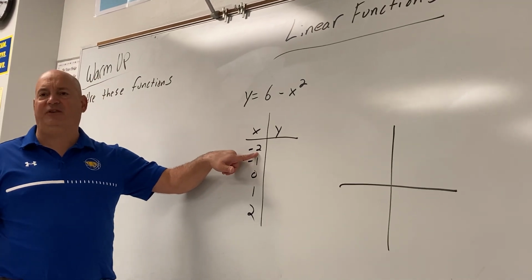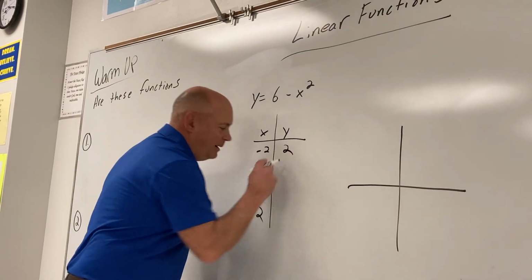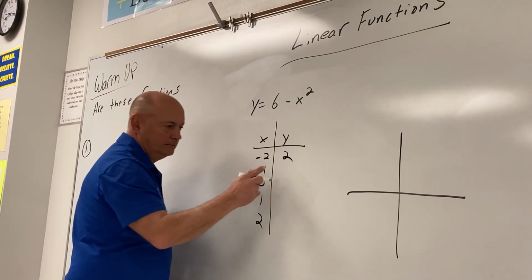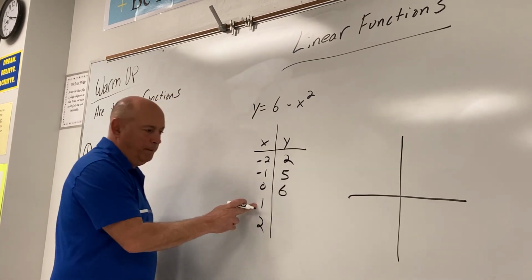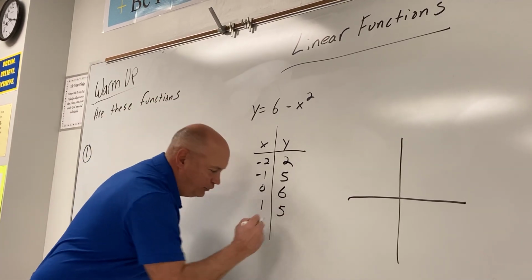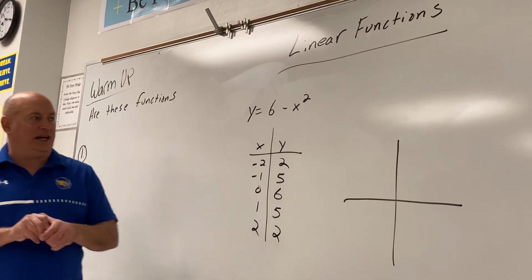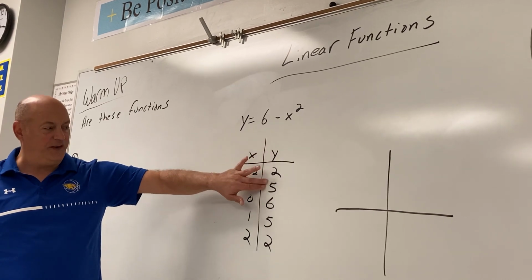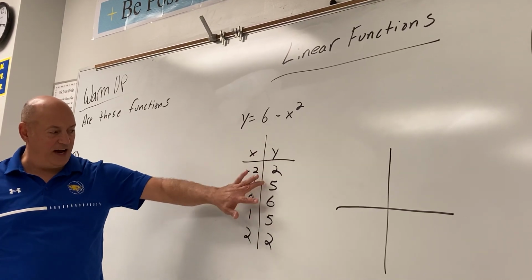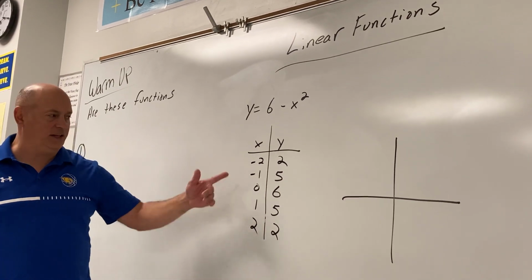So look at the table. What number do you have for negative 2? 2. How about negative 1? 5. How about 0? 6. How about 1? 5. How about 2? 2. Okay, you will notice that when you do the x squared ones, some of the numbers will repeat. 2, 5, 6, and then the 5 repeats again. The 2 also repeats again. Are you with me?